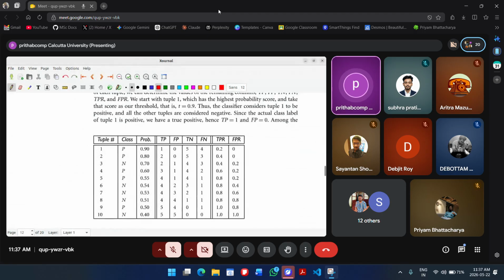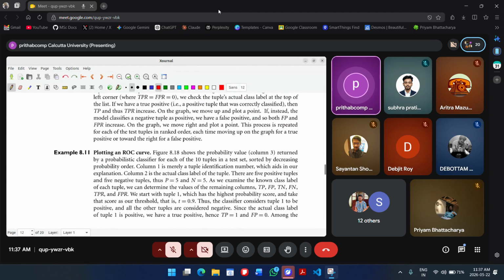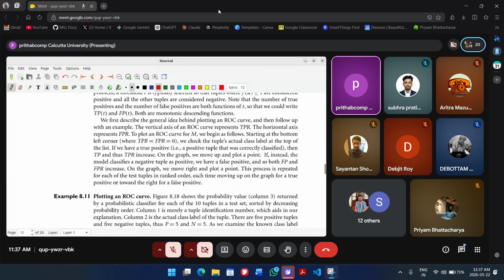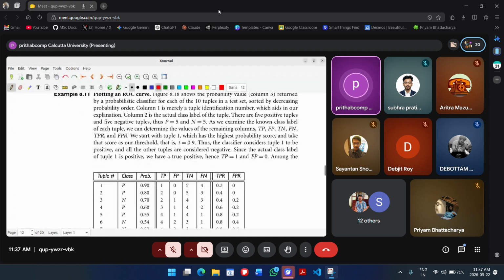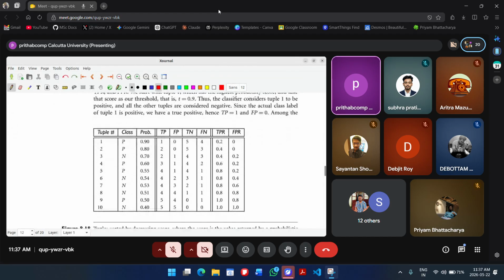Now let's look at these observation points. How do you create such a model? So, plotting an ROC curve. Let's look at this. I have a problem. I have a data set where there are 10 entries, and the class of each of these entries is like this: positive, positive, and so on, negative, positive, positive, negative. So this is the true class.